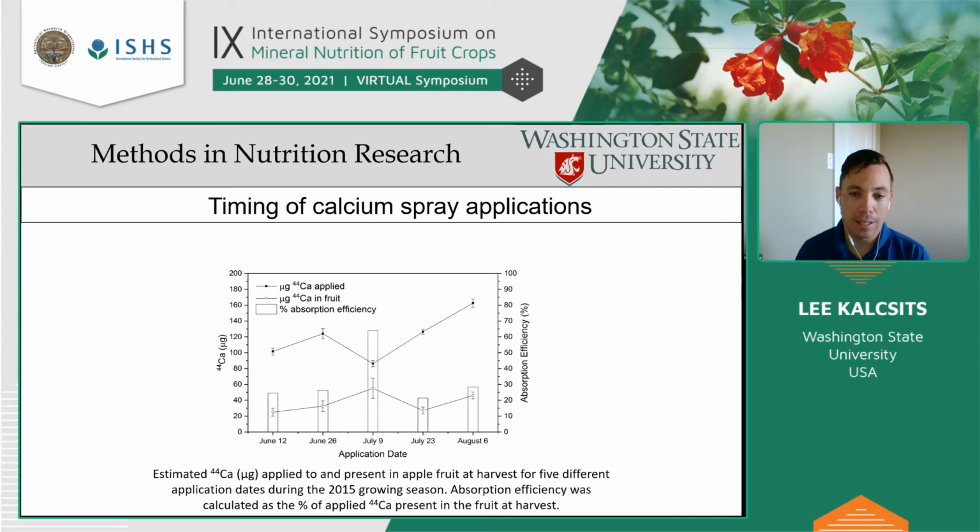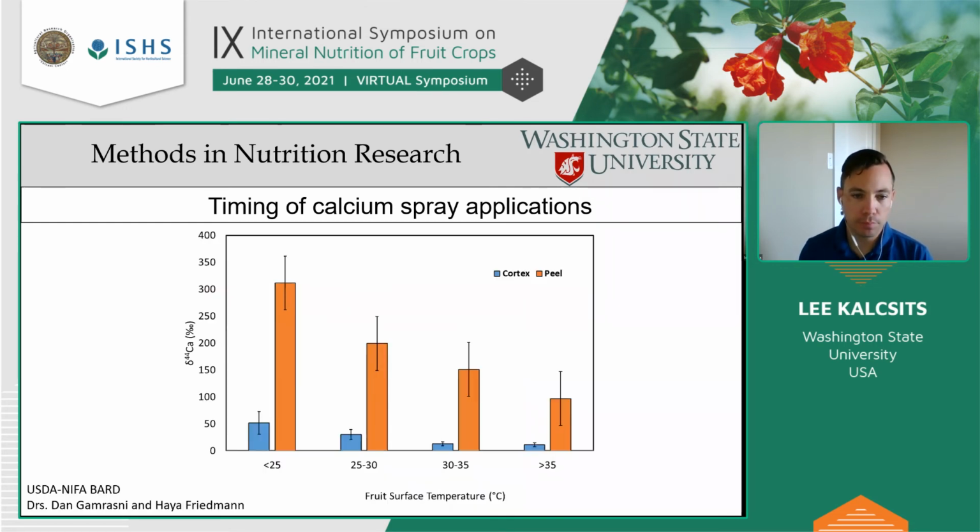And that really can't increase the fruit calcium concentrations by very much. It's going to improve them, but it's not going to solve the problem. And then looking at fruit surface temperatures, again using the same methods, working on a USDA NIFA BARD with Dan Gamrosny and Haya Friedman, we can see that when fruit surface temperatures are low, calcium absorption is higher. So it's probably purely linked to drying time: where you increase the drying time, you increase the absorption of calcium into the fruit.